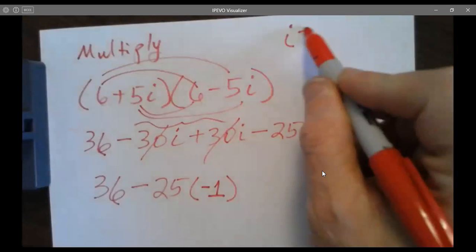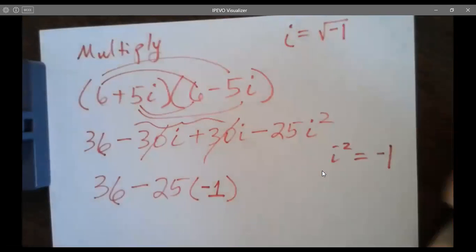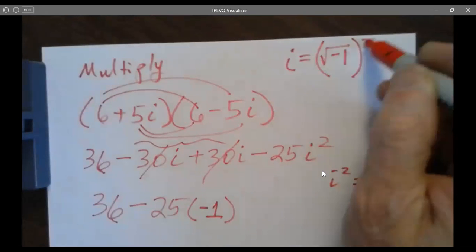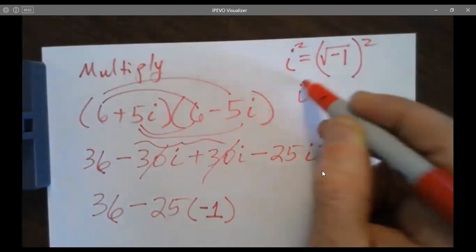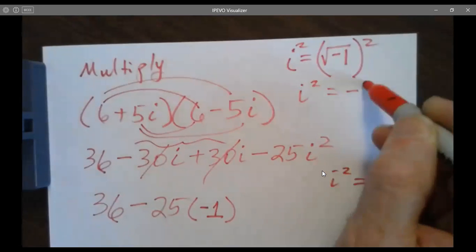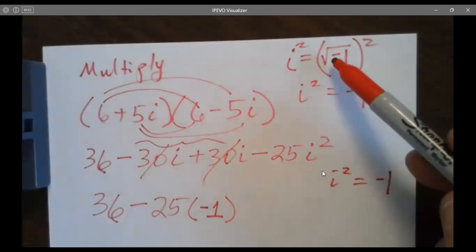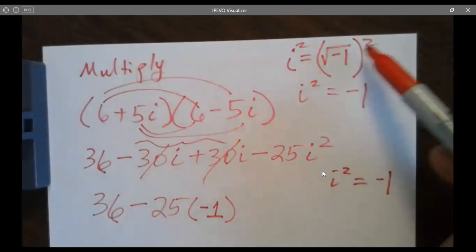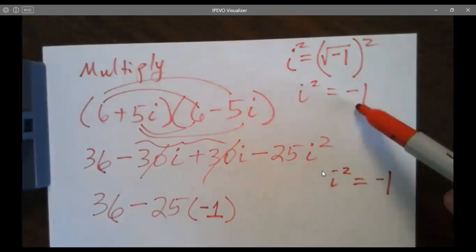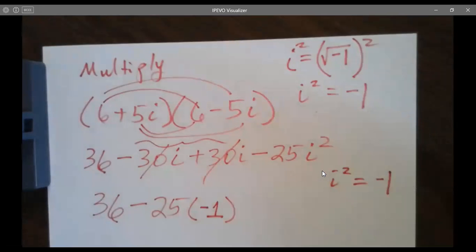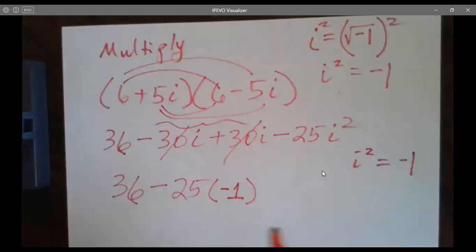i equals the square root of negative 1, right? If we square both sides, that becomes i squared equals negative 1. Okay, so all we did is we took a negative inside the square root, and all we did was square both sides, and we made it i squared equal to negative 1. So these two are basically the same thing. Okay, but good question.